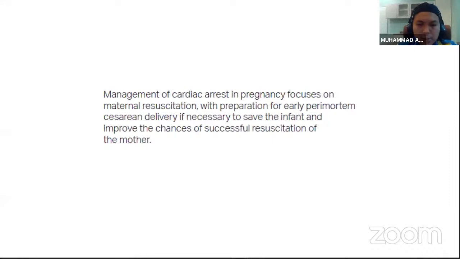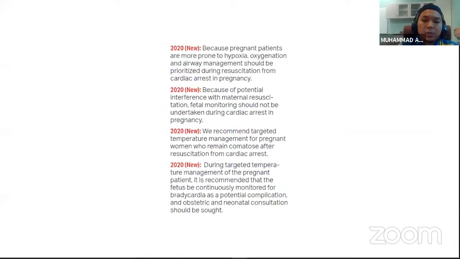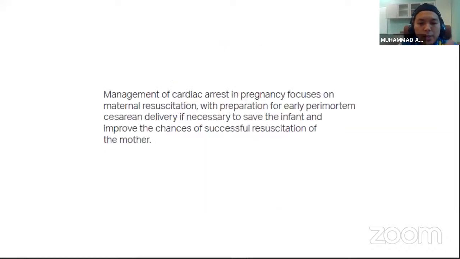Okay. So just an update on the 2020 guidelines for pregnant ladies. In pregnant lady cardiac arrest, we focus on the maternal resuscitation. We focus on the mother, with preparation for early perimortem caesarean section. Meaning, if possible, we want to deliver the baby as soon as possible, if necessary, to save the baby and also to save the mother, even if it is not full term. So that's why we have this red alert, because we want to make sure the mother can be saved quickly.